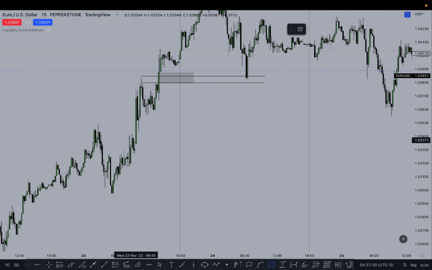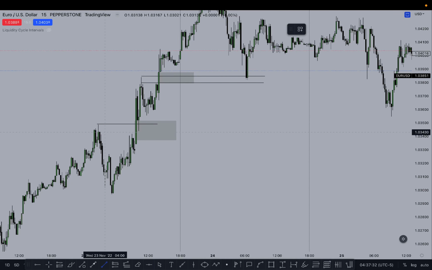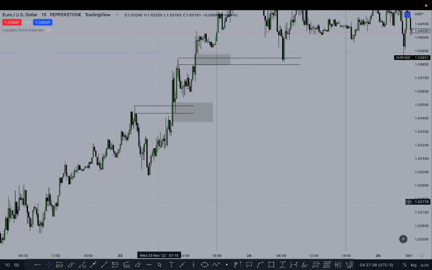So here, what do we have? We have a gap. What does this gap overlap with? It overlaps with this wick over here. That is your balanced price range.